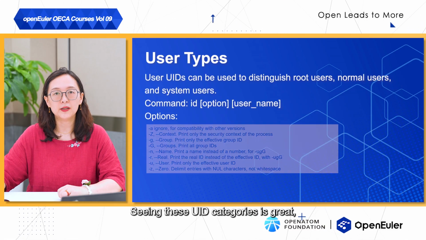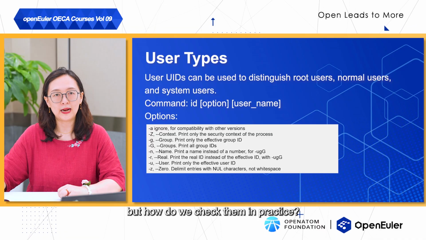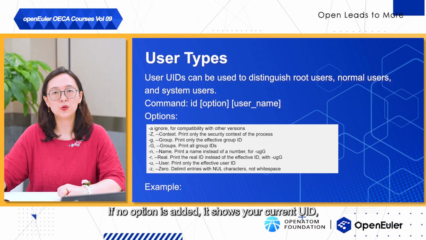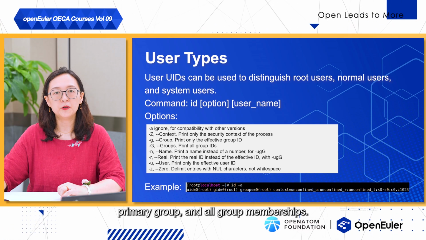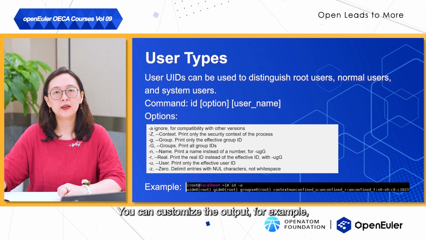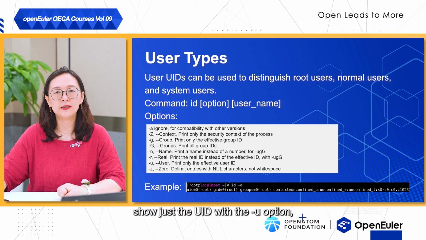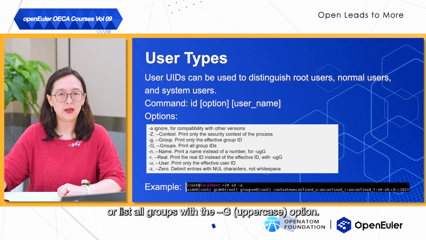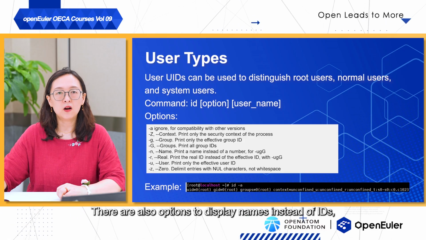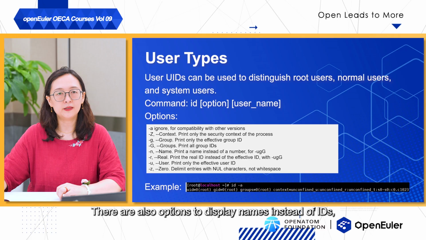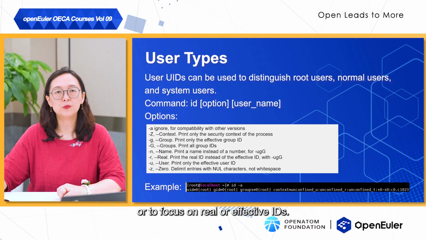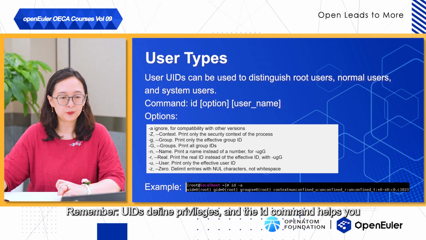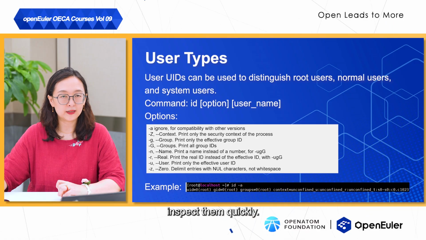Seeing these UID categories is great, but how do we check them in practice? To check UIDs, we use the id command. If no option is added, it shows your current UID, primary group, and all group memberships. You can customize the output, for example, show just the UID with the -u option, or list all groups with the -G uppercase option. There are also options to display names instead of IDs, or to focus on real or effective IDs. Remember, UIDs define privileges, and the id command helps you inspect them quickly.